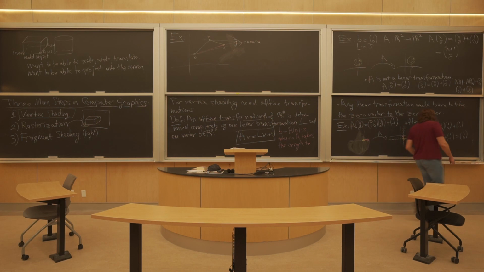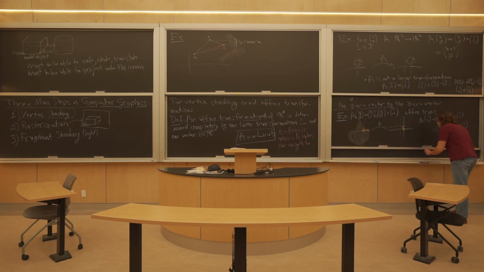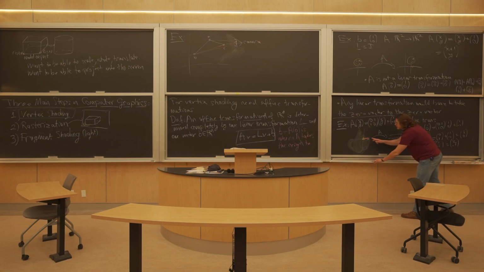If I were to plug in A of 0, 1, let me do it here. Well, this is just the second column plus this. So this is 1, 0 plus 2 minus 1. Oh, sorry. 1 minus 1, which is 2 minus 1. So now you see the vertical arrow goes to 2 minus 1, because this was 1 minus 1, so this is 2 minus 1.